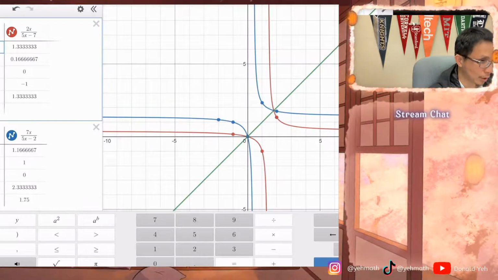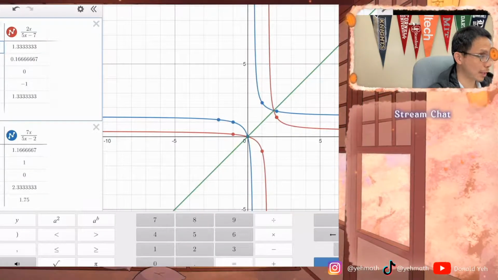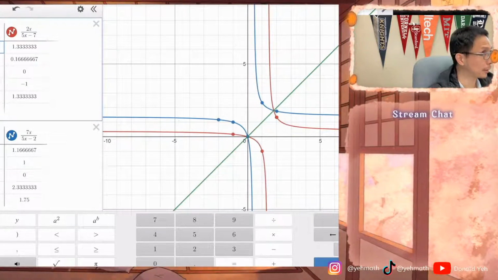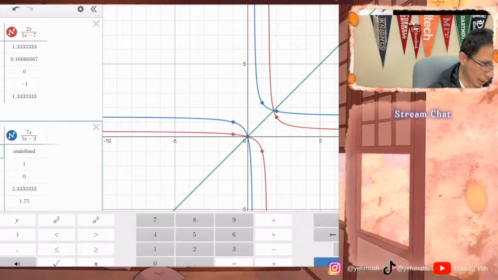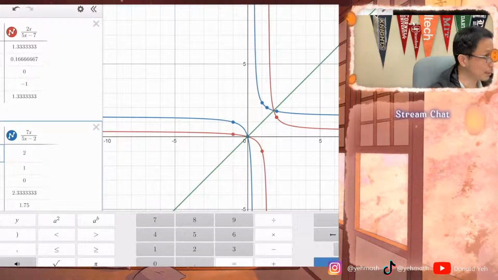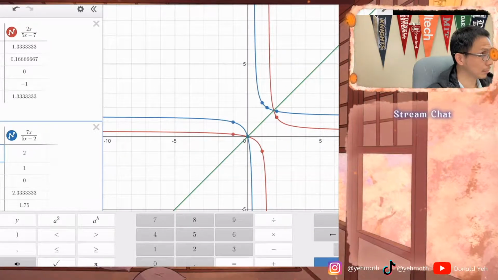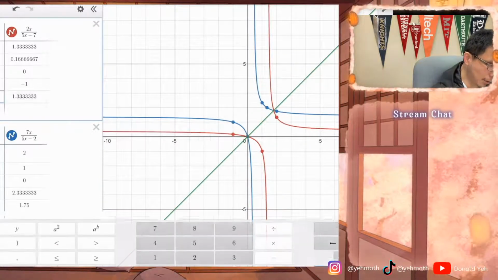Let's plug in 2. I'm going to get 4 over 3, right? Do you see that? 1.333 is 4 over 3. Now, I'm going to go to the inverse function. I'm going to plug in 4 over 3. That becomes 2. And we don't need to worry about anything else. Anything else is not important.